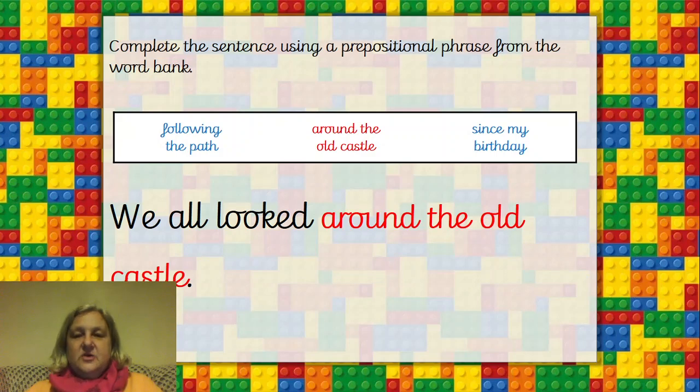And there we go, it's around the old castle, because the other ones don't work with this opening three words, this opening phrase. So you've got we all looked following the path, we all looked since my birthday, they just don't make sense, we all looked around the old castle.